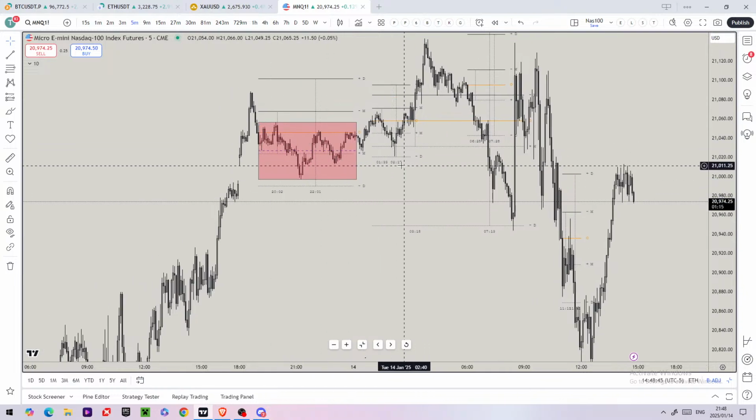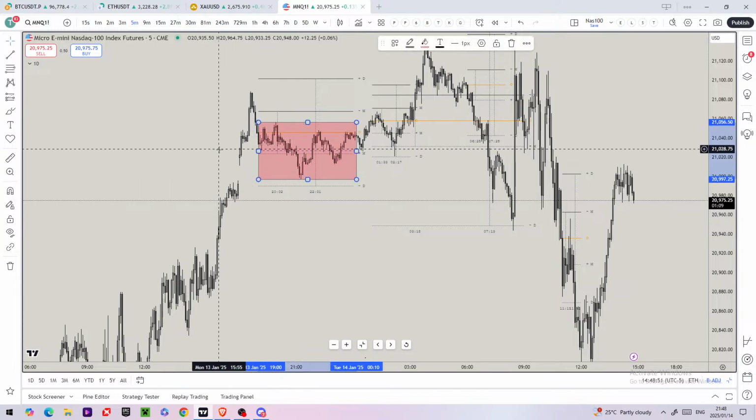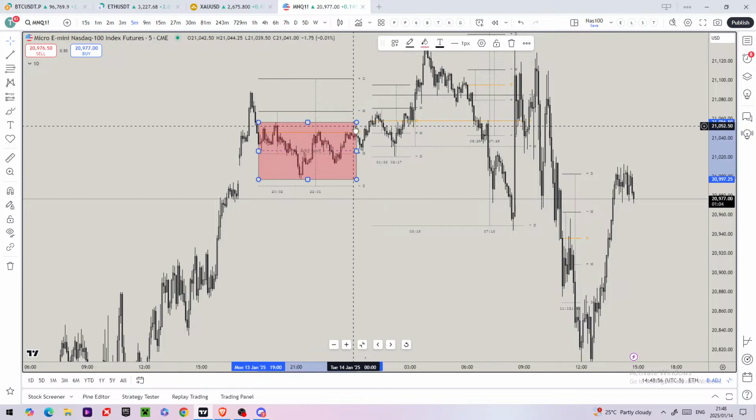As time formed, what I did was take the ranges, or the times of those ranges, and input them into Statmap, so I would have an idea of how large this range can possibly get.